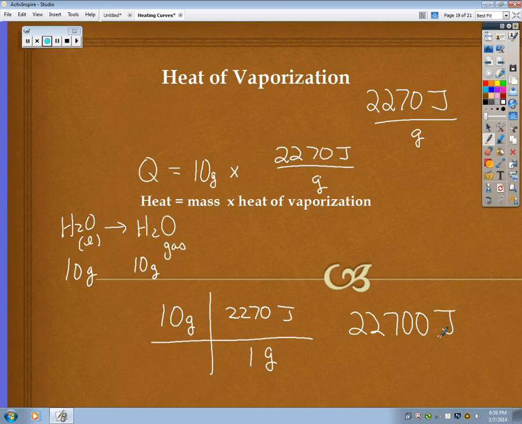And that's going to be a big amount of joules. So sometimes we report it in kilojoules, which would be 22.7, right? And we'll worry about significant figures later, but that's how many kilojoules. Makes it more manageable, a little better number to deal with.